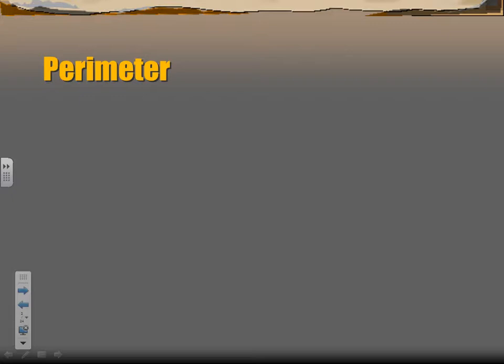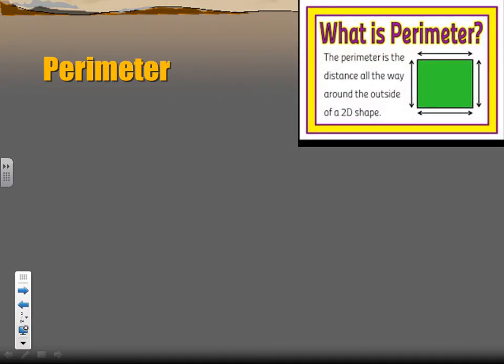Here we go. So perimeter, what does perimeter mean? Perimeter means the distance around the outside of a two-dimensional shape. It can be any two-dimensional shape. 2 dimensions just means it has length and width. It can be any shape. You're going to see that here in a sec.